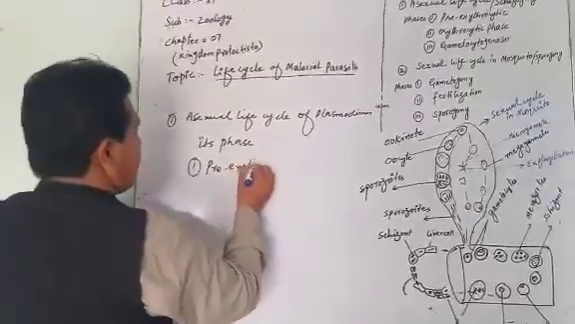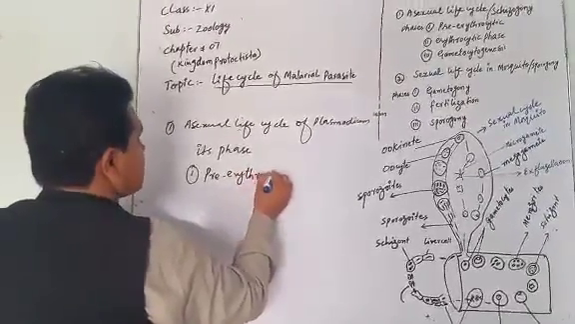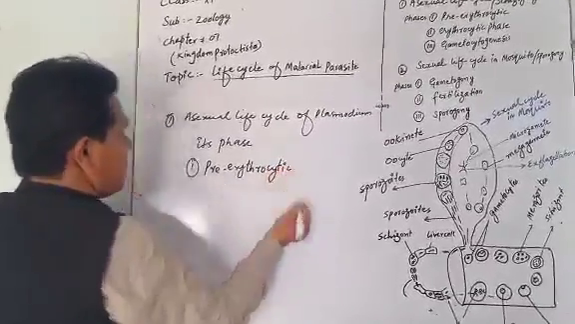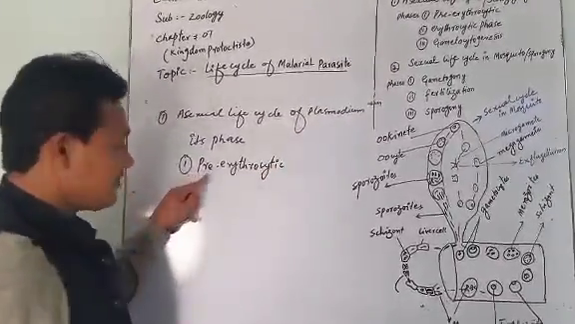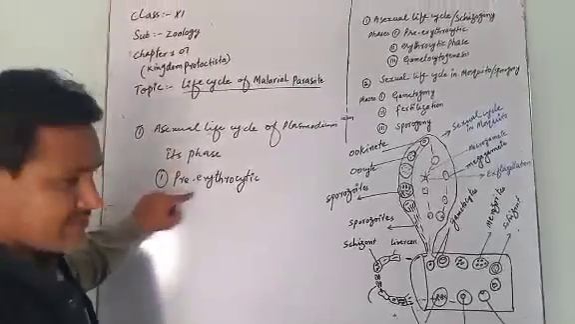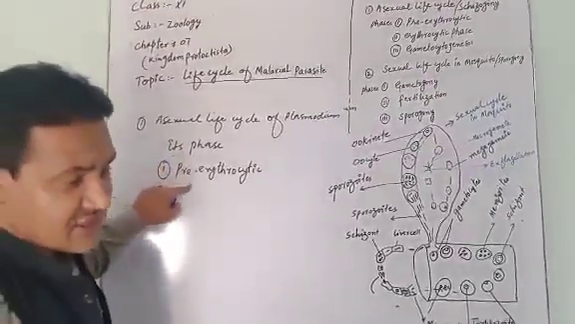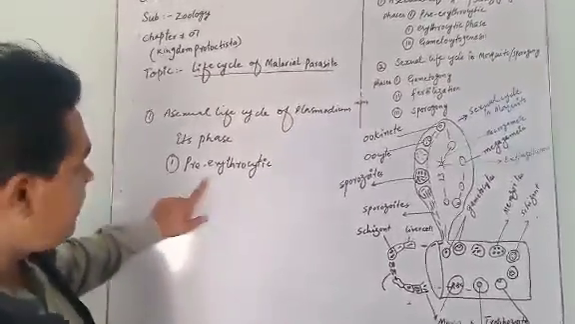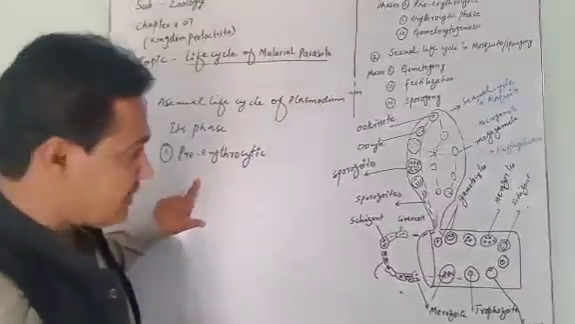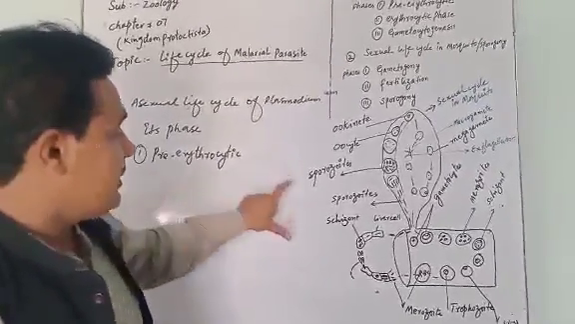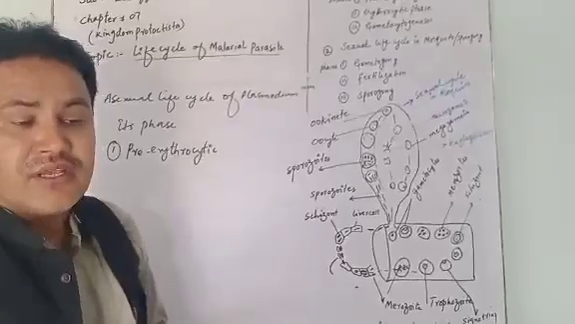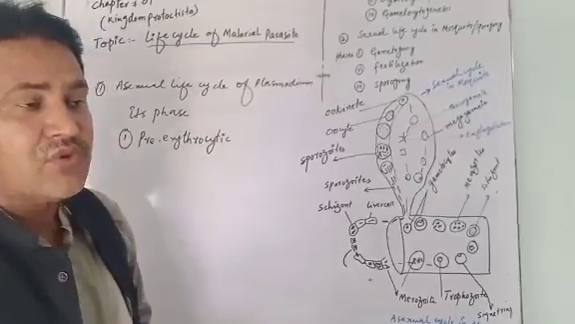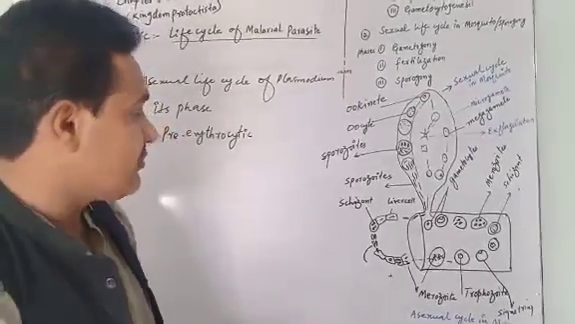pre-erythrocytic phase. Now pre means before or first, erythro means red, cyte means cells. It means in this phase, Plasmodium lives in the liver cells. Now the stage of the Plasmodium when Anopheles mosquito, which contains a sporozoite, is an infective stage of Plasmodium.